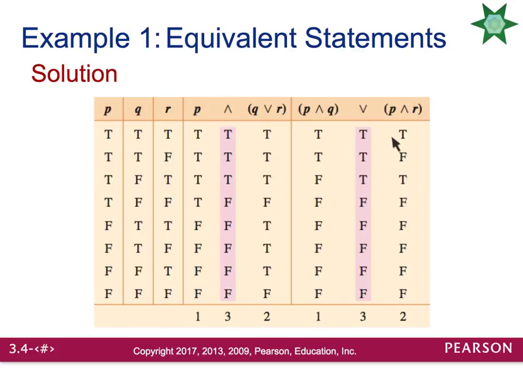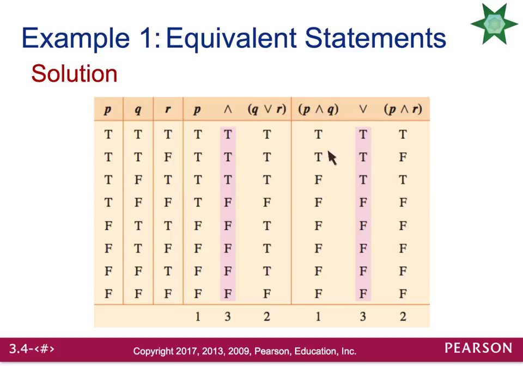Now we're going to take the or of these two, this P and Q and P and R. Now remember we just need 1 true. So we have 2 trues there, so true. We have 1 true, so that's true. 1 true, so true. No trues, so that's false. No trues, no trues, no trues, and no trues. Okay, so here's our second complex statement that we did, this other column.